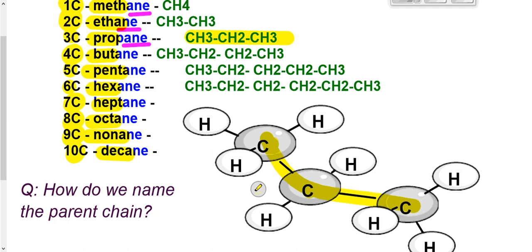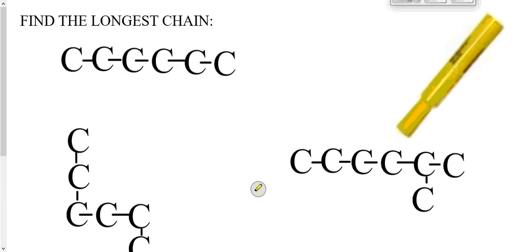We always find the parent chain by finding the longest chain of carbons that I can find and then naming it based on the number of carbons. One of the most useful tools you're going to find when doing any kind of organic chemistry, whether it's here in high school or when you're going to university, is to pick up a highlighter. They really make your life a lot simpler. Highlighters are wonderful ways to find the longest continuous chain. So we're going to do that.